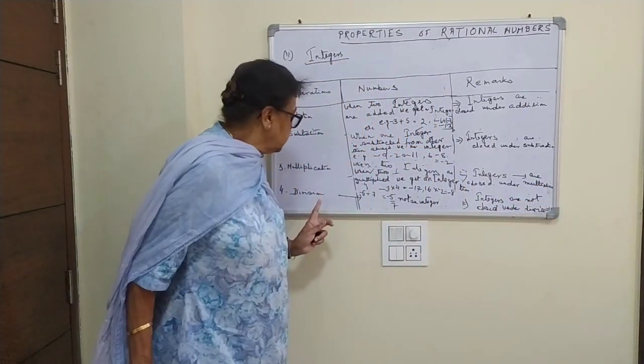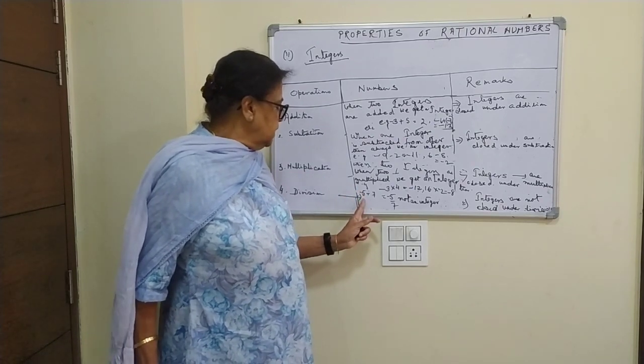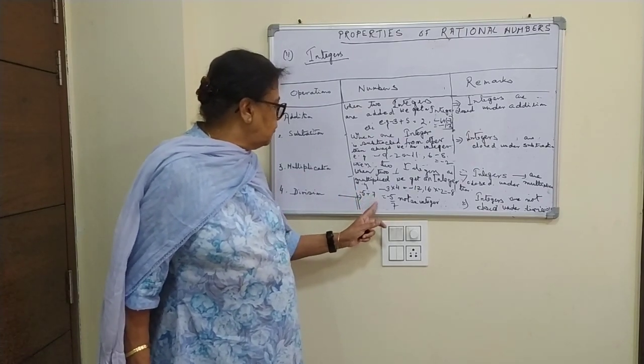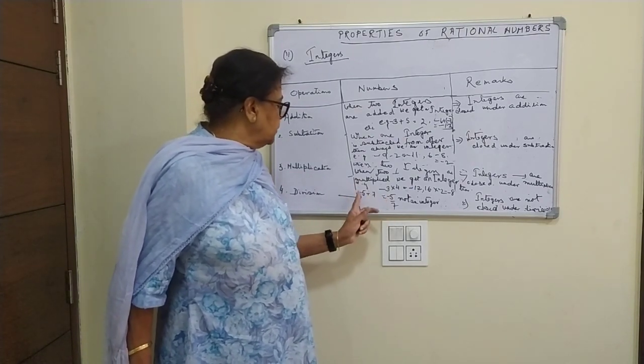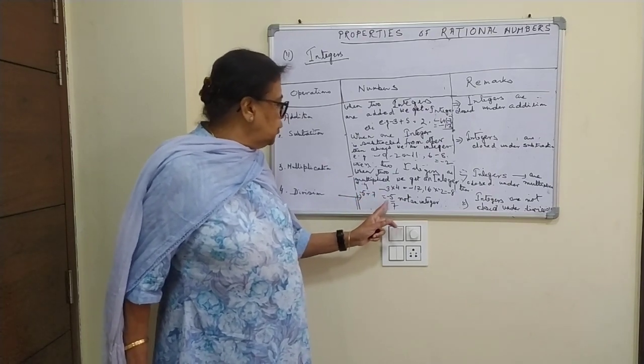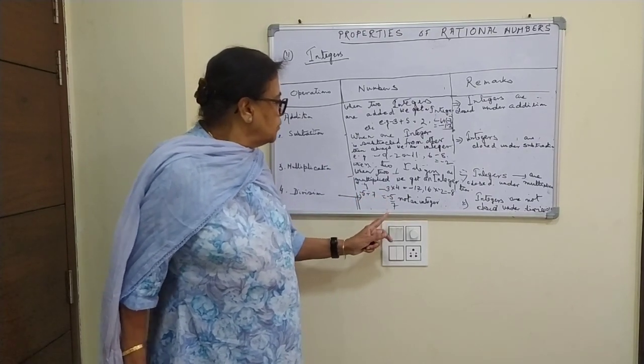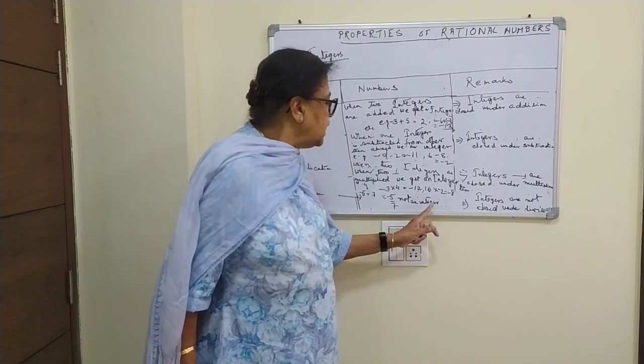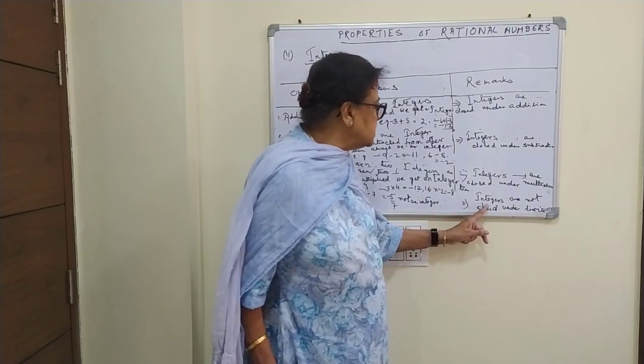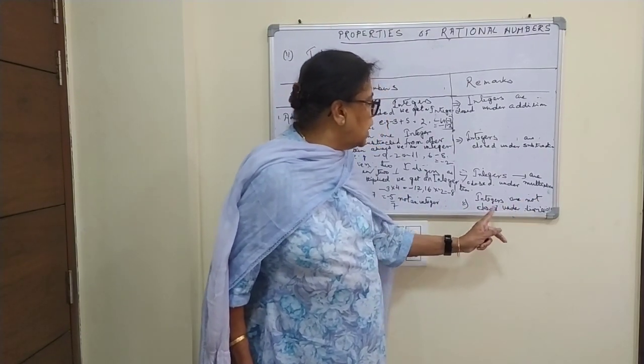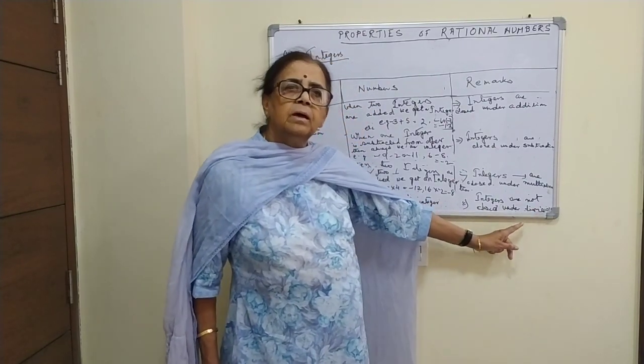Okay. Now division. Minus 5 divided by 7 is equal to minus 5 by 7, which is not an integer. So integers are not closed under division. May I repeat?